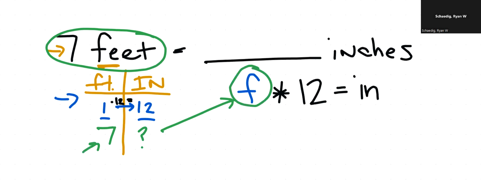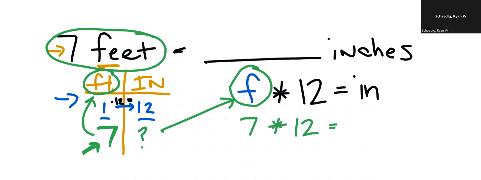I have 7 feet, right? Look, these are feet. Here's a 7. It's a T-chart. I have it. So I'll just substitute 7 times 12, and that is ultimately going to give me my inches answer.